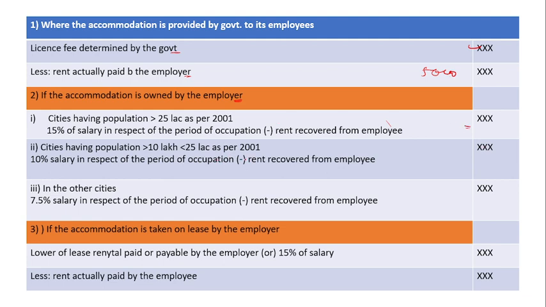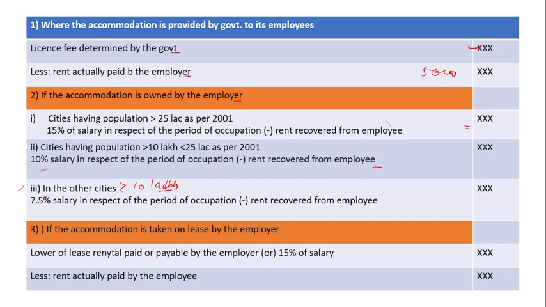Then in the case of more than 10 lakh but less than 25 lakh, 10% of the salary minus rent recovered from the employee. Then in the third case, in other cities where the population is less than 10 lakh, 7.5% of the salary in respect of the period of the accommodation minus rent recovered from the employee.